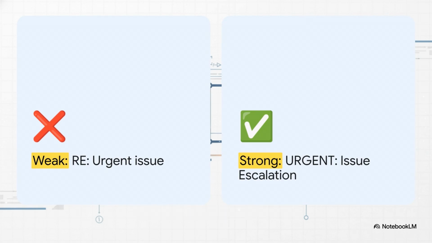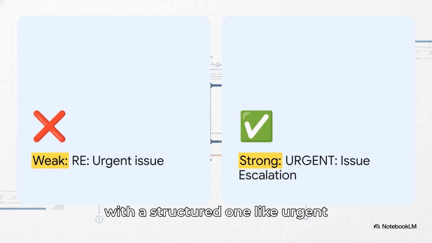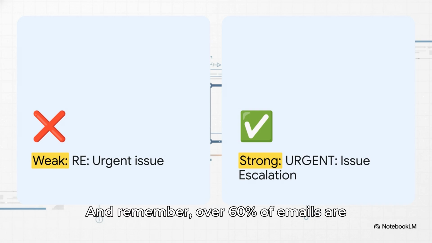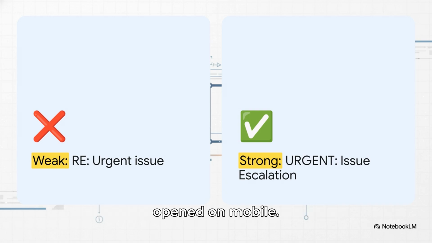Take a look at this. Contrast a super weak subject like "RE: urgent issue" with a structured one like "Urgent: Issue Escalation - Immediate Attention Required." Right away, the second one flags the priority and the action needed. But here's the real pro tip, length strategy. Keeping your subject line between 40 to 60 characters is the absolute sweet spot. It guarantees clarity, but also keeps it highly scannable on mobile devices. And remember, over 60% of emails are opened on mobile.